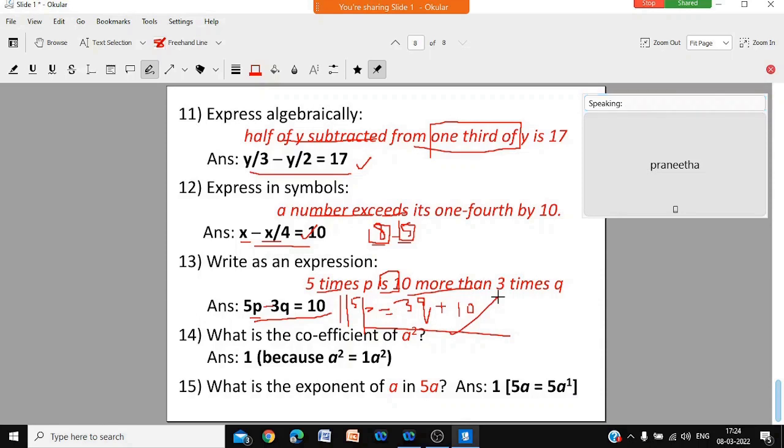That is also correct. Now, the coefficient of a square is 1 because a square means 1a square. Yes, sir. Exponent of a in 5a is also 1. 5a means 5a power 1. We are asking the power, not the 5. Don't write 5. We are asking the power. The power is 1. a means a power 1. So the answer is 1.